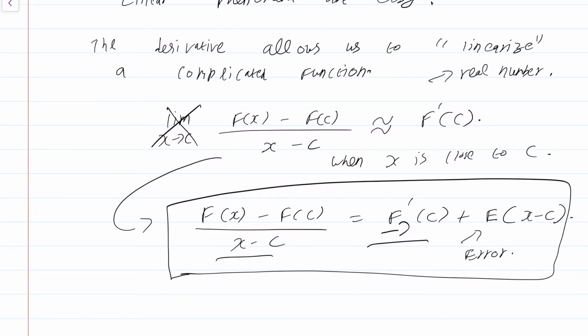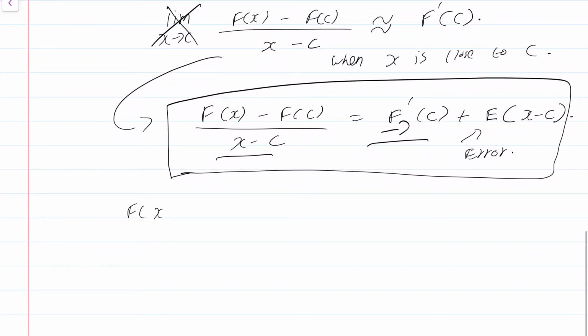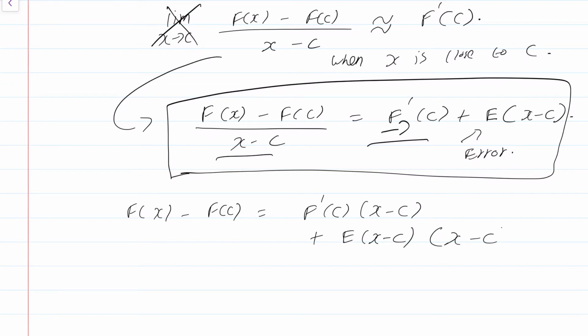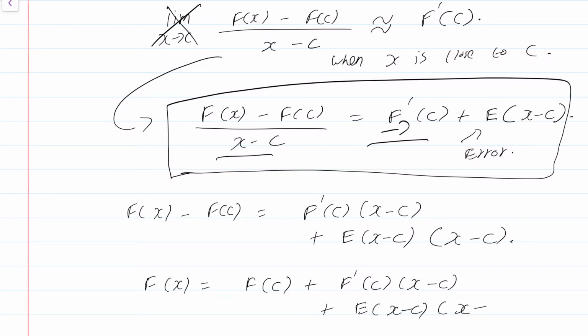Well, let's take x minus c to the other side. So what we will get is f of x minus f of c is equal to f prime of c into x minus c plus the error term e of x minus c into x minus c. Okay, now let's do some more algebraic manipulation. This is just f of x equal to f of c plus f prime of c into x minus c plus error of x minus c into x minus c.